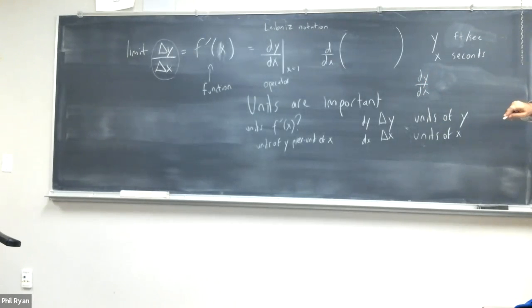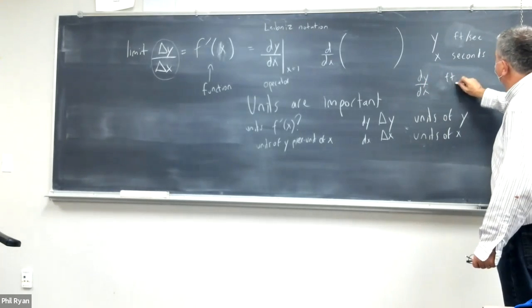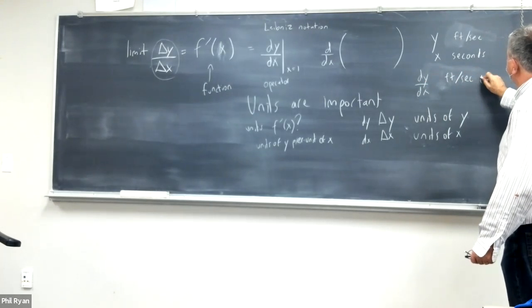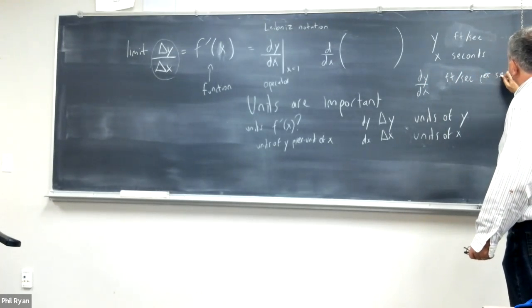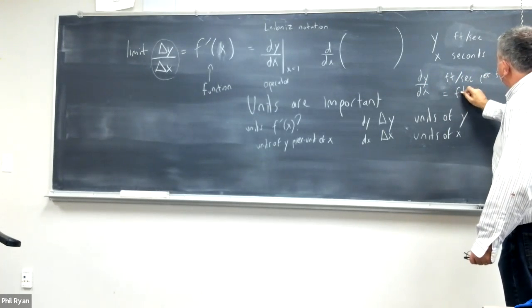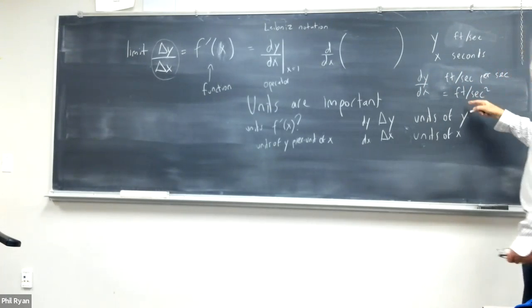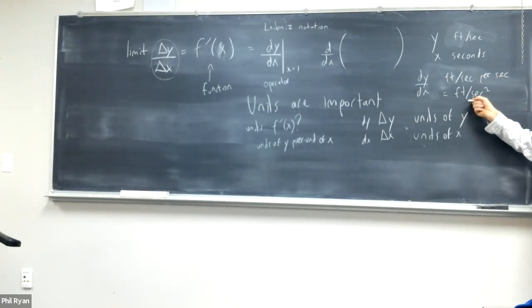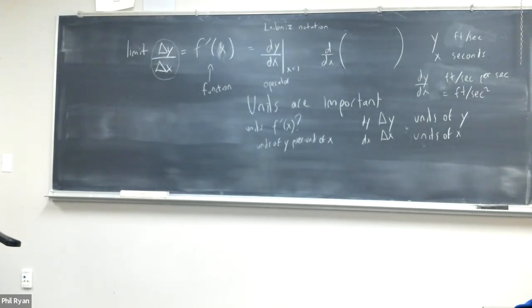Feet per second squared. Feet per second squared, exactly. It's feet per second per second, which is the same thing as feet per second squared. And what's this units of? It's acceleration, remember? So, yeah. So acceleration is the rate of change of velocity.